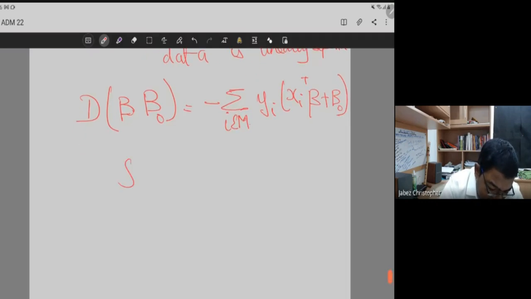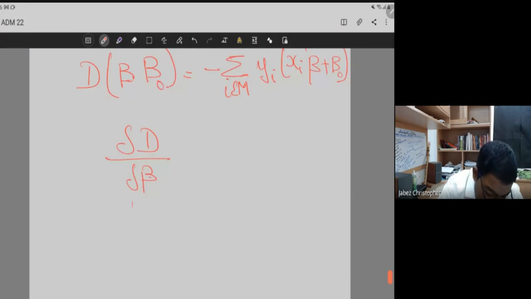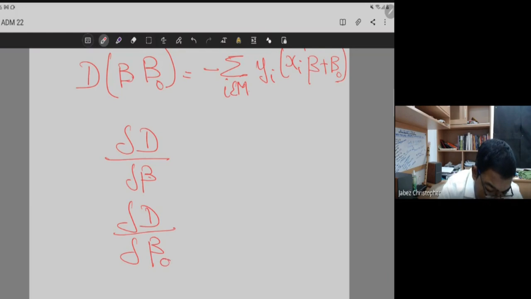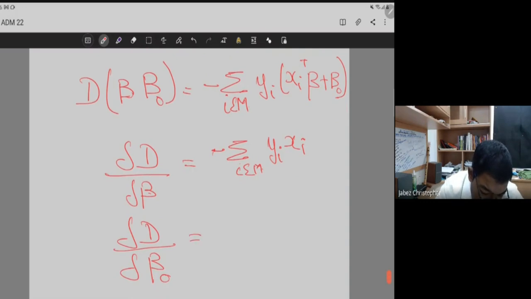So differentiating D, the error rate, with respect to beta, and differentiating D, the error rate, with respect to beta naught. Whatever is the change, what will you get over here? With respect to beta, you will get this, and with respect to beta naught, you'll get only yi.